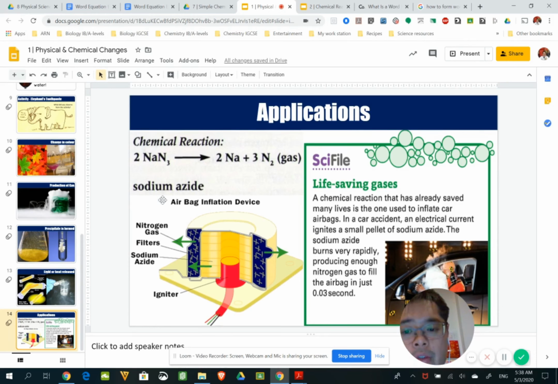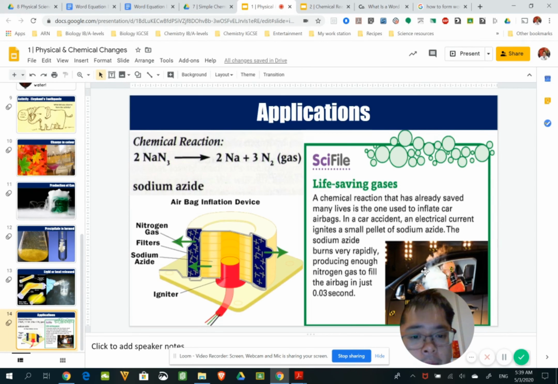What I mean by that is sodium azide, NaN3, is the substance initially. After undergoing a certain change, a certain pressure or impact, it will break down into sodium and nitrogen gas. This nitrogen gas basically fills up the airbag in your car. This happens if there is an accident or a certain force that hits it.